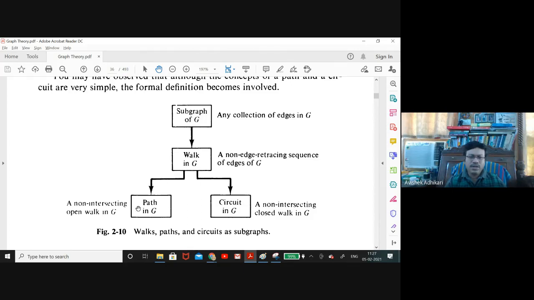So if it's an open one, that means not intersecting open walk in G, that means no edge should repeat, and no vertex will repeat. So here no repetition of edge, no repetition of vertices, and the initial vertex and the terminal vertex are different, then we call it a path. And if the initial vertex and the terminal vertex are the same, then we call it a circuit.